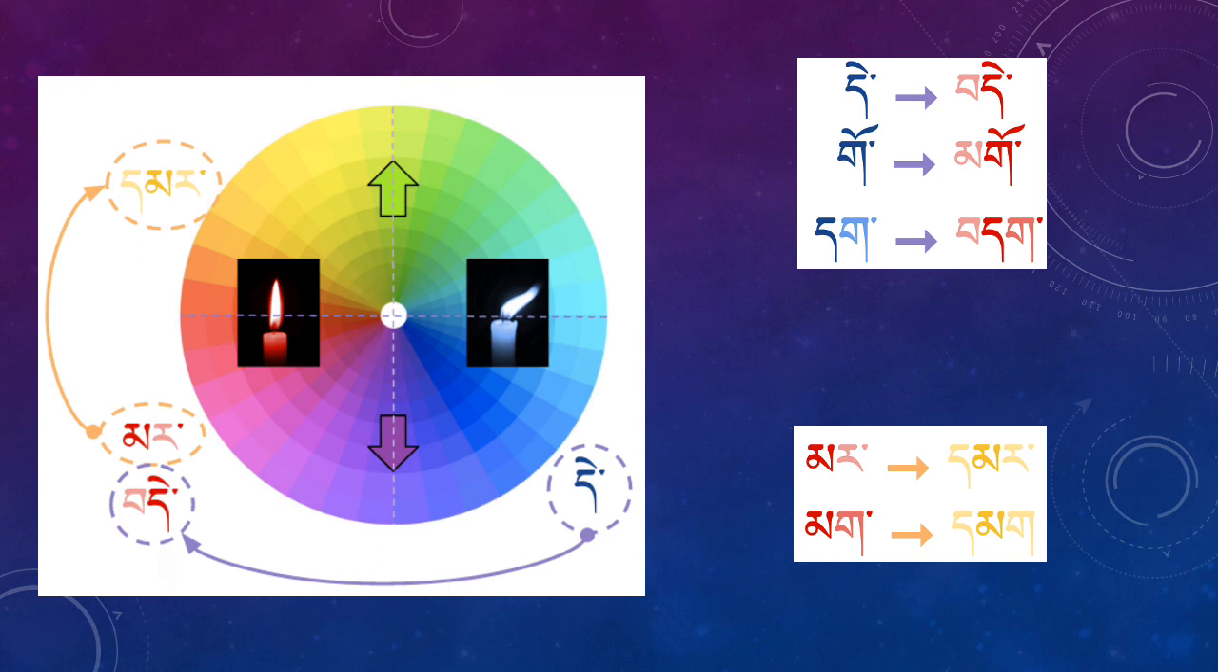So if we look at the letter on the bottom right here, it's te. So te, if you add a prefix to it, it will move a quarter of a circle clockwise to become short, but it's still low. So it becomes de, from te to de.